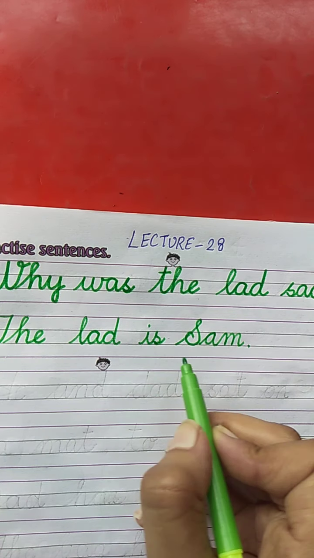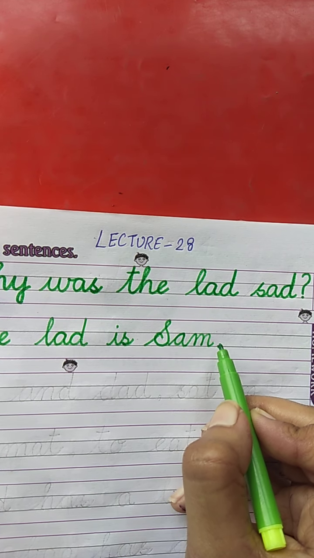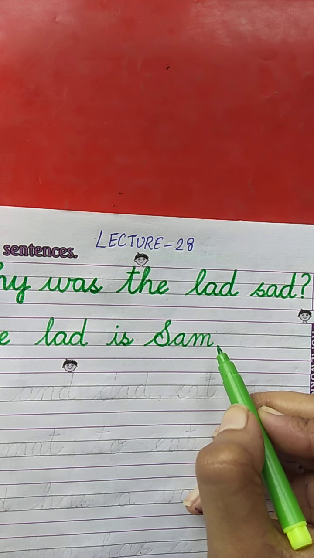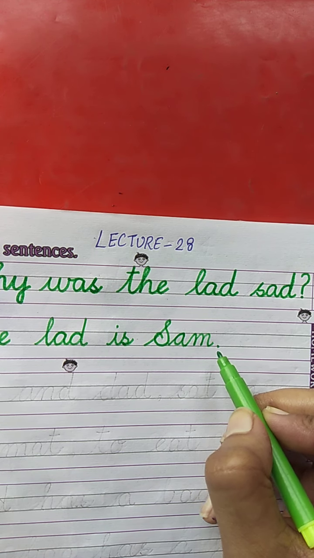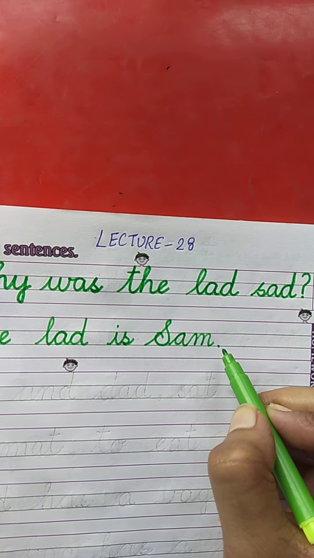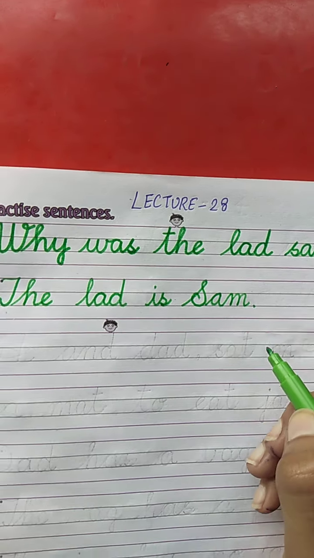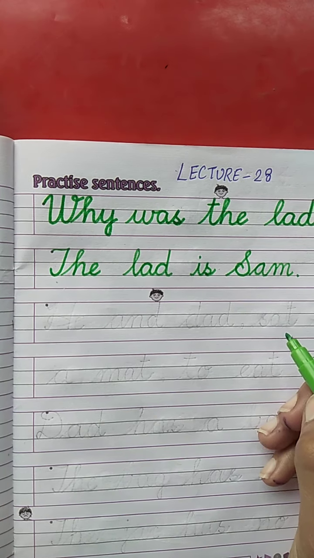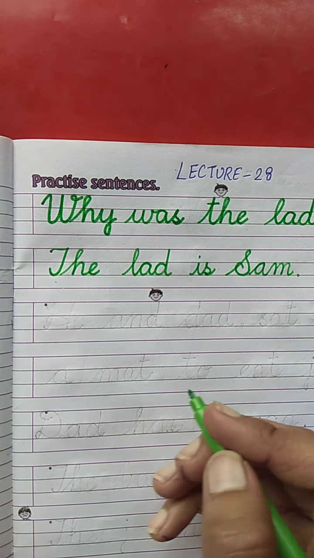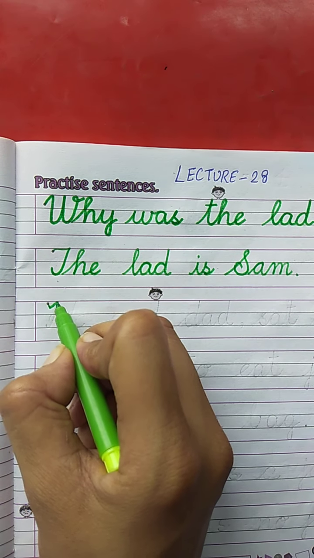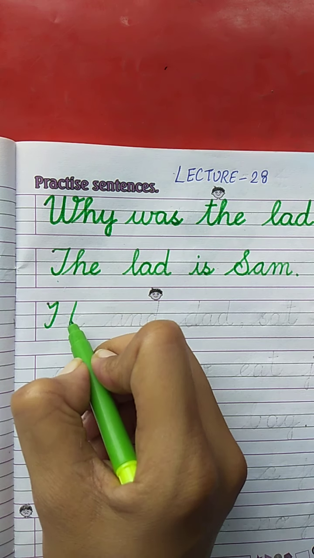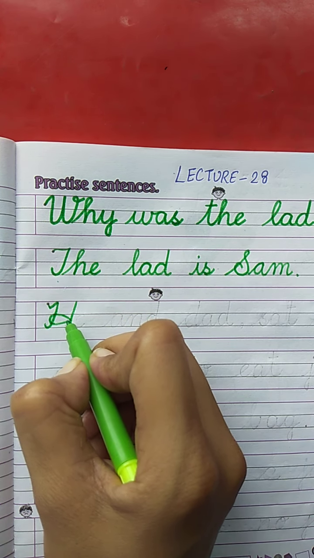Now the sentence is completed here. So we put the full stop. What is this? This is a full stop. जहाँ sentence complete हो जाता है उसके बाद क्या लगाते हैं children? Full stop. Now come on the next line. We will write the next sentence. See here. Write with me.